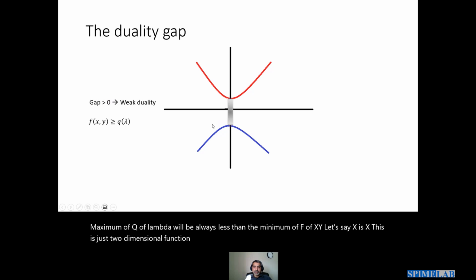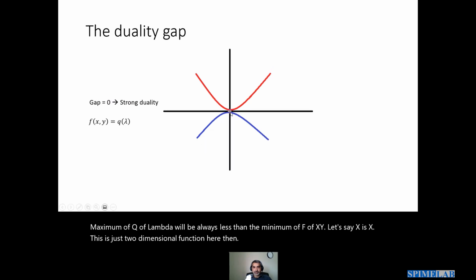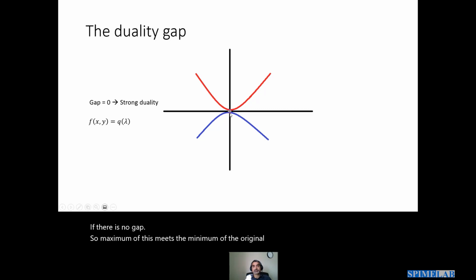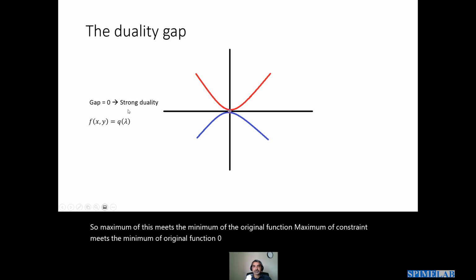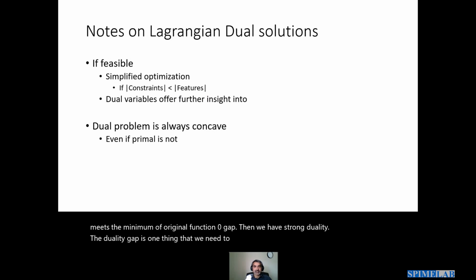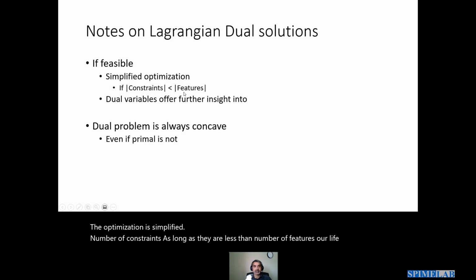Then, if there is no gap, the maxima of this meets the minima of the original function. The maxima of the constraint meets the minima of the original function. Zero gap. Then we have strong duality. The duality gap is one thing that we need to take care of. And if it's strong duality, the optimization is simplified. As long as the number of constraints is less than the number of features, our life is easier. Dual variables also provide further insight.